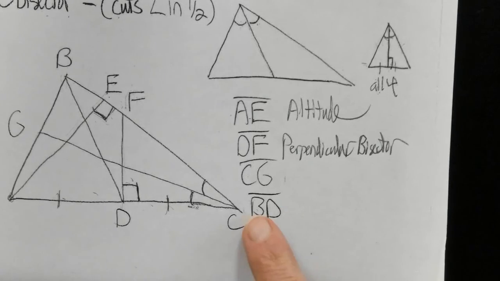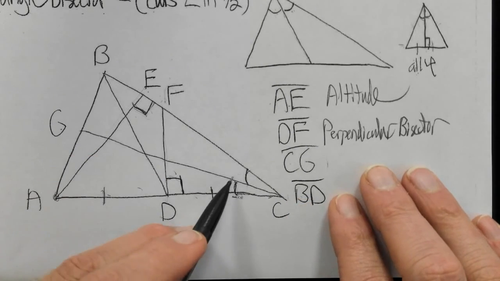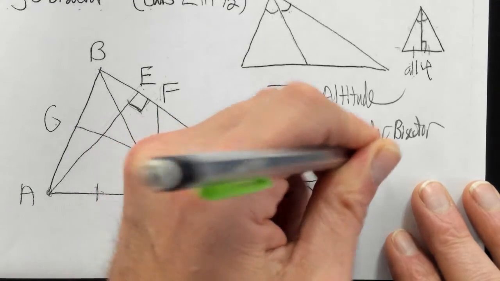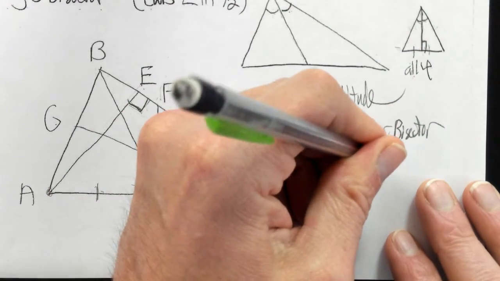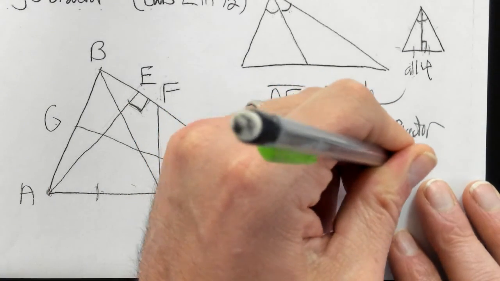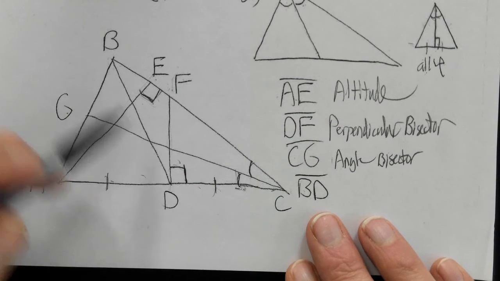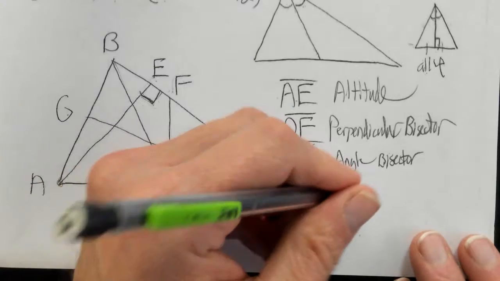And so CG, let's take a look at that one. CG cuts the angle in half. It's an angle bisector. Okay, angle bisector. And BD, BD starts at the vertex, hits the other side at the midpoint. That makes it a median.